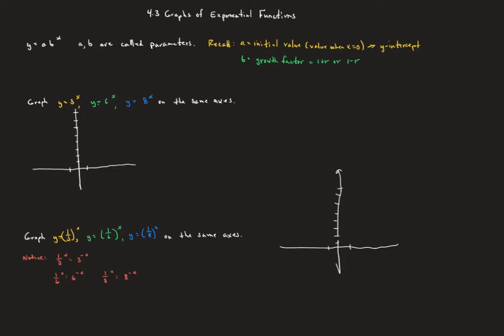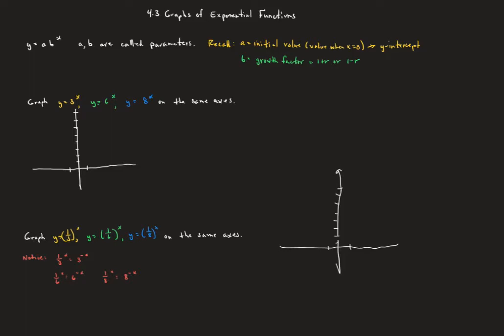Also remember that a is going to be our initial value. That is, when you plug in 0 for x, you get b to the 0, which is 1. That's equal to a, and that's also going to be the y-intercept. And b is what we're calling the growth factor, and it contains within it that information. It's 1 plus r or 1 minus r. So if b is bigger than 1, then it's increasing by whatever r percent is. And if it's less than 1, then b holds the 1 minus r, where r is the percent it decreases each year.